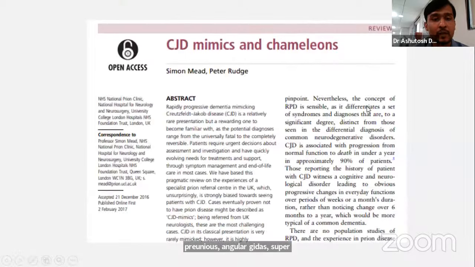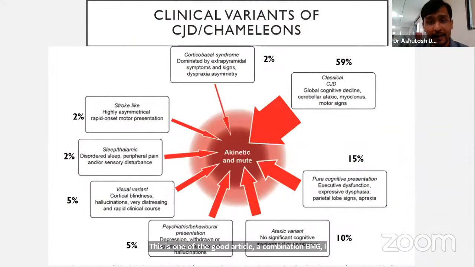This is one of the good articles published in BMJ, titled CJD Mimics and Chameleons. Like in our case, 2% of cases present with corticobasal syndrome dominated by extrapyramidal symptoms and signs, dyspraxia, and asymmetry. Also like in our case, 2% present with stroke-like highly asymmetrical rapid onset motor presentation. 2% present with sleep, thalamic disorder, and peripheral pain and/or sensory disturbance. 5% present with visual variant, that is Heidenhain variant, with cortical blindness, hallucination, very distressing and rapid clinical course. 5% have psychiatric presentation. There is an ataxic variant also, named Brownell-Oppenheimer, which presents with ataxia. And there is one pure cognitive presentation. But most common is obviously classical CJD with global cognitive decline, cerebellar ataxia, myoclonus, and motor signs.